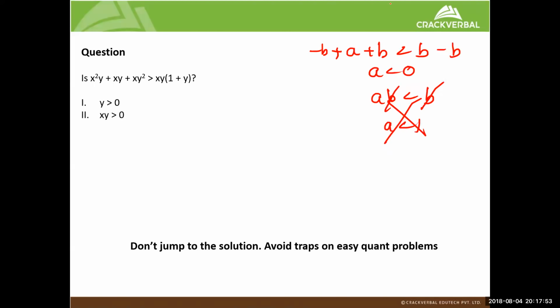Always make sure you test for 0 always. Don't assume that all squares are positive, all right? Again, this wasn't a very tough problem, right? It's an easy one, just tricky. So you have to get these types of questions right, if you're looking at getting a 47, 48, 49.